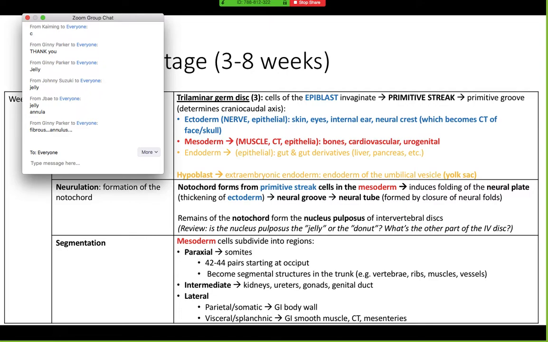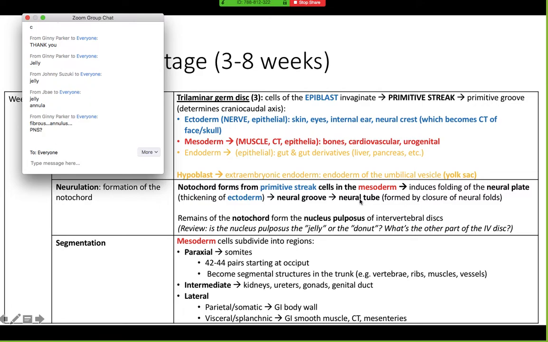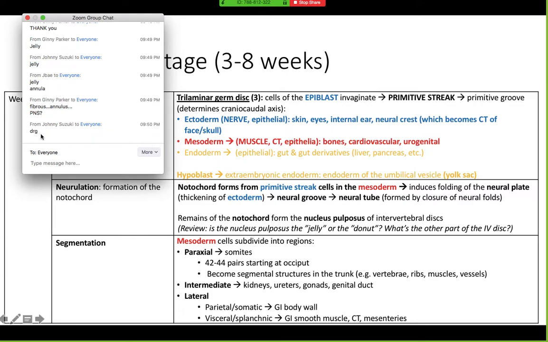Let's see. I'm also going to ask you guys, what do neural crest cells become? The peripheral nervous system, right? So the neural tube becomes what? Right, and DRG. And then what does the neural tube become? Right, central nervous system. So keep that in mind. All right.